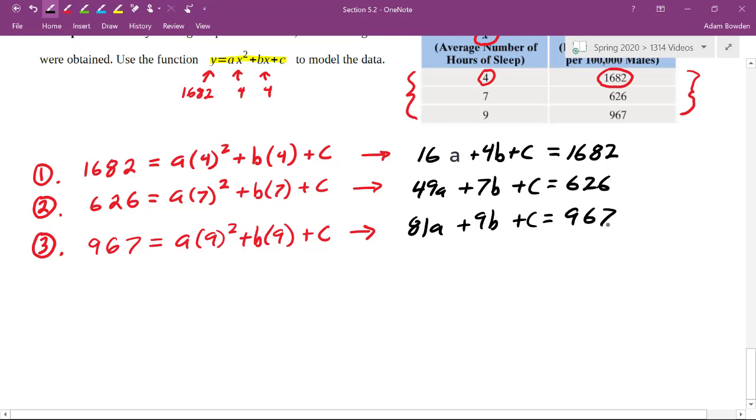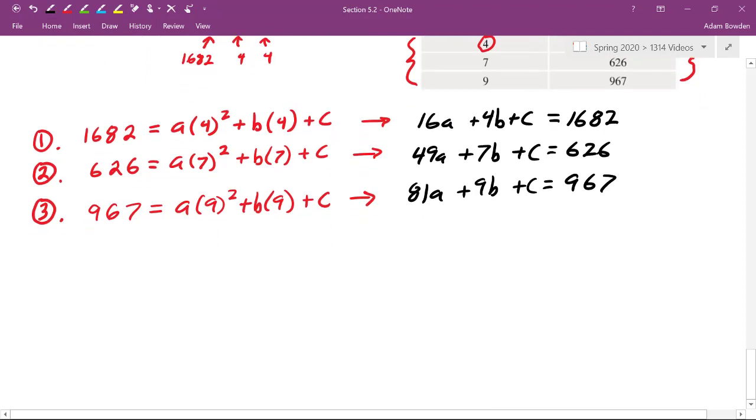Okay, we're going to use our knowledge of solving systems of linear equations in three variables to solve for a, for b, and for c. And by the way, that shouldn't be a squared, that should just be a. So this will be our three equations. I'm going to start out by taking equation 1 and equation 2, and I'm going to try to cancel out one of the two variables.